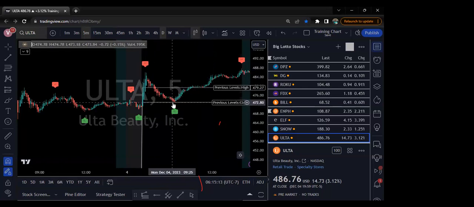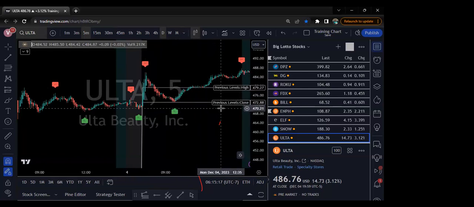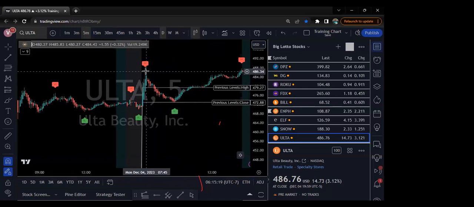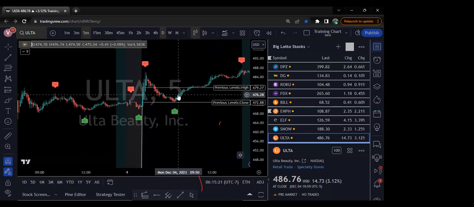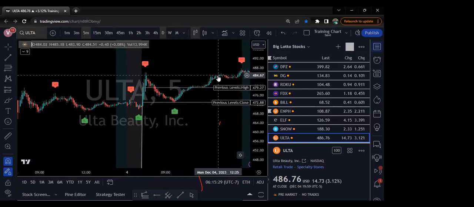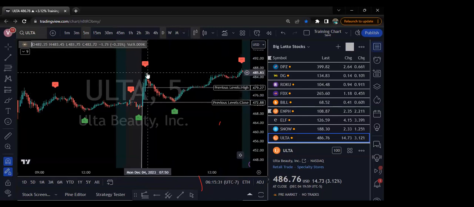So if this contract came down to 472, you want to ride it back to 486. You can take a 490, 495, or even a 500 call, but don't go way out of the money, because we want this move just to retest the open high.